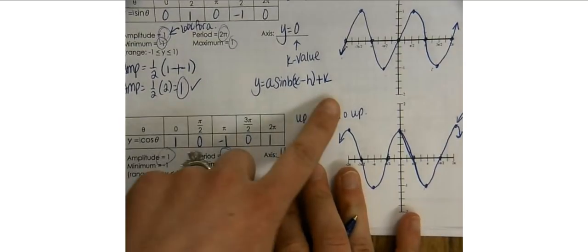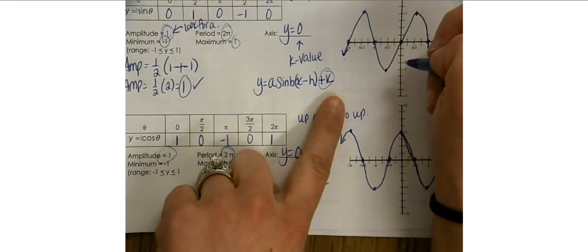And this k value, whatever it is that you're adding on the outside, is going to represent your horizontal axis. In this case, our horizontal axis is at y = 0, because at a parent function, we're not adding anything that we can see on the outside of that function. The way that we graph your horizontal axis is it's always a dashed line. So in this case, it's going to be a dashed line located at y = 0.